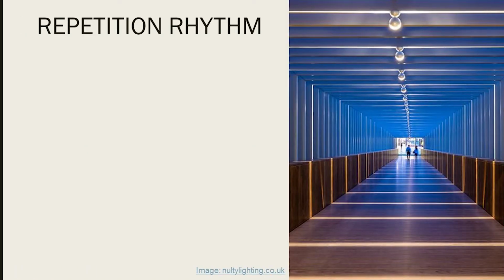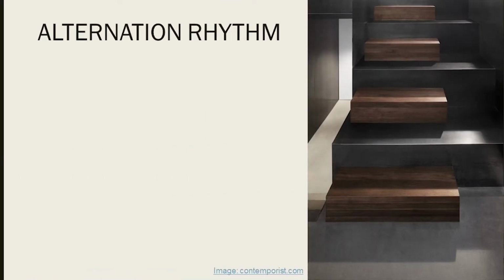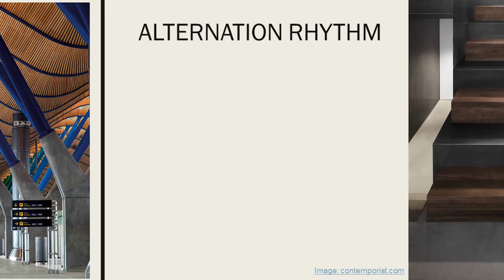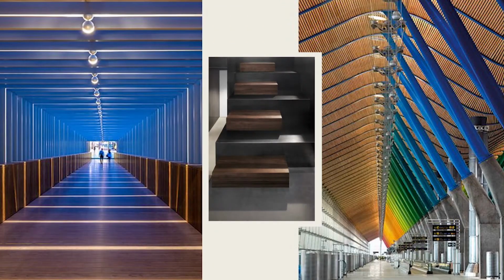Repetition is repeating elements of design. Alternation is alternating 2 or more elements in a regular pattern. Progression. Color gradation is an excellent example. Rhythm is all about repetition, maybe bold or simple, to direct a path of travel.